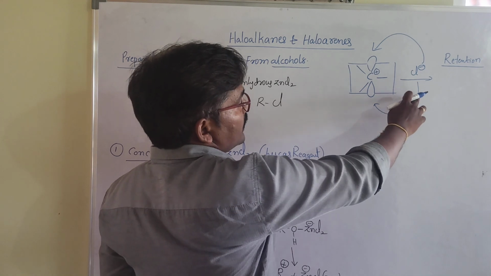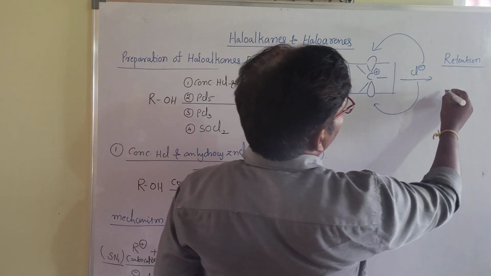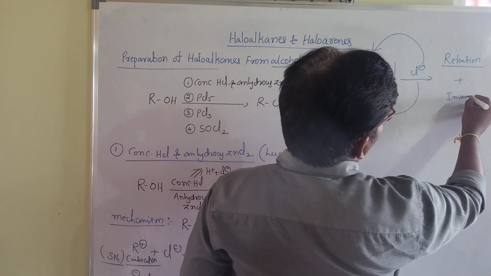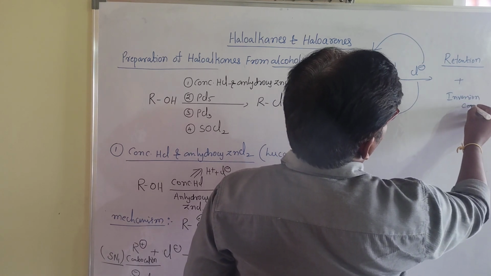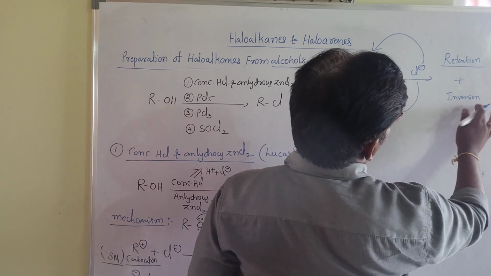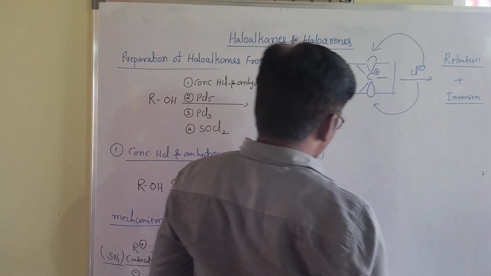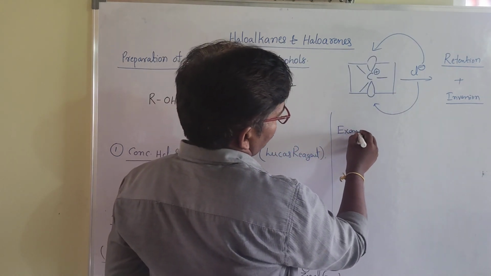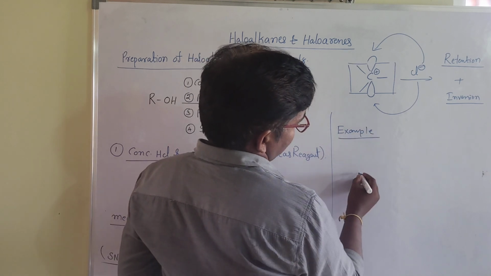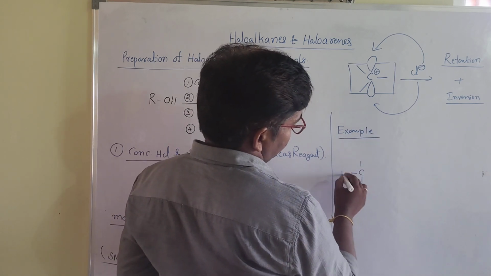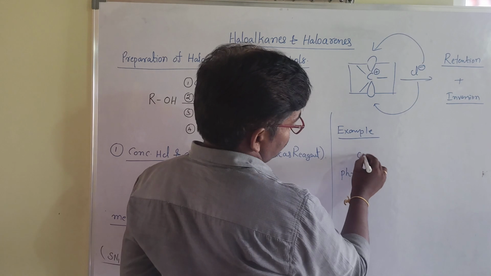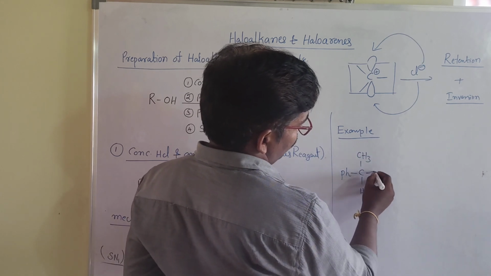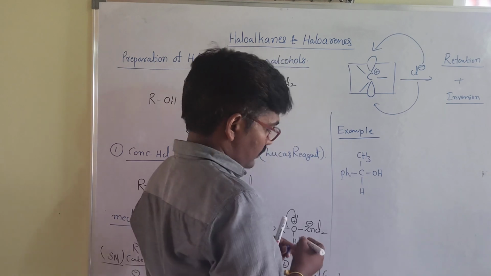When it attacks from the back side of the leaving group, then inversion configuration, an inversion product will be formed. For example, if you observe, one carbon atom is attached with a phenyl group, then a methyl group, then H, then OH, like this.